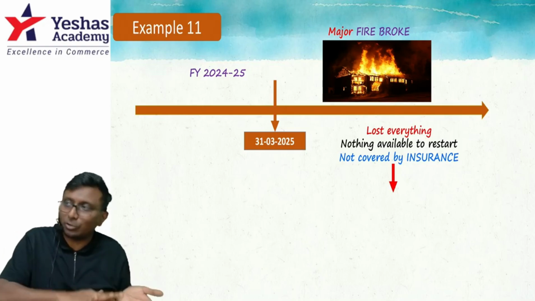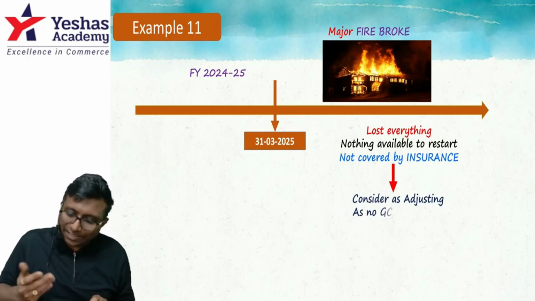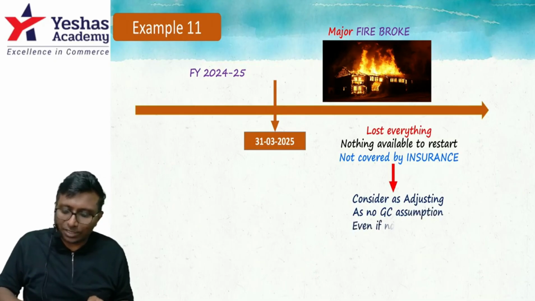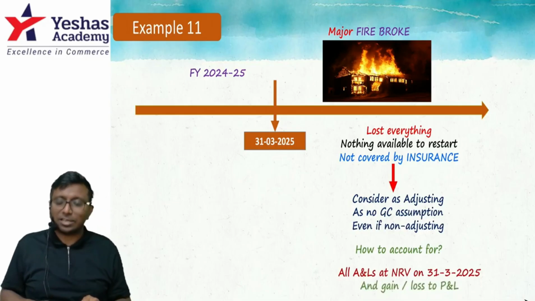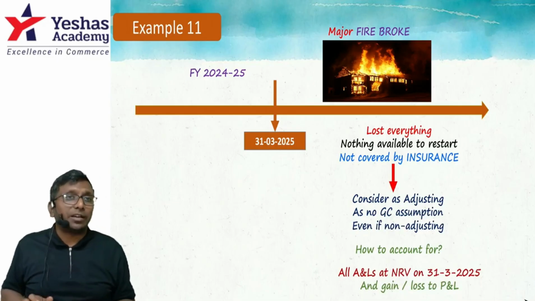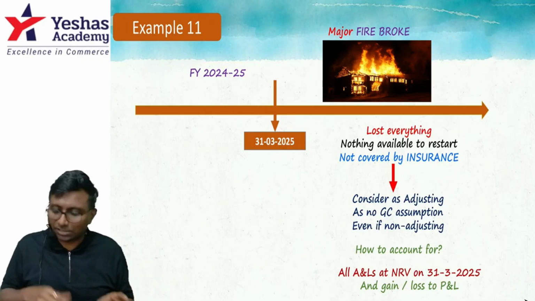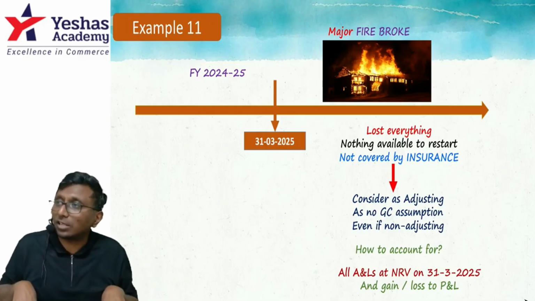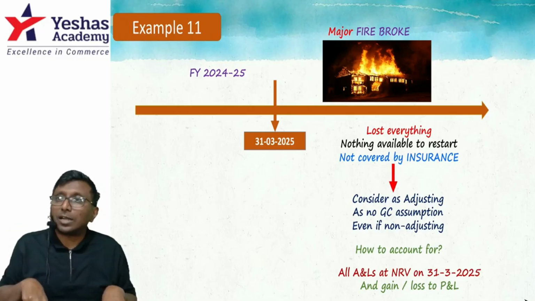Disclosure is also important. Accounting also must have already happened. Done. So now consider it as an adjusting event. There is no going concern assumption. Even if it is a non-adjusting event, how to account? You should account for all assets and liabilities at NRV as on 31st March 25. Whatever the gain or loss, transfer it to the profit and loss statement. So now mutual funds you had, it will come at what number?